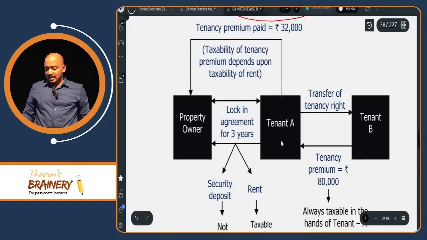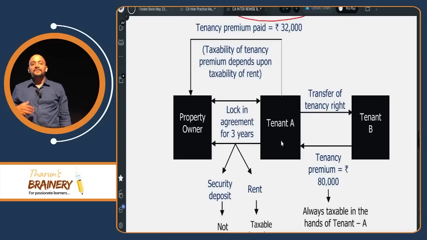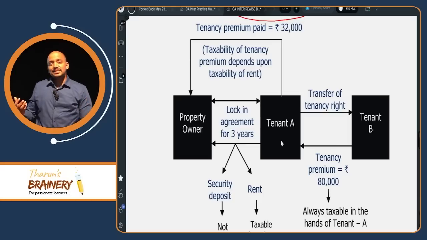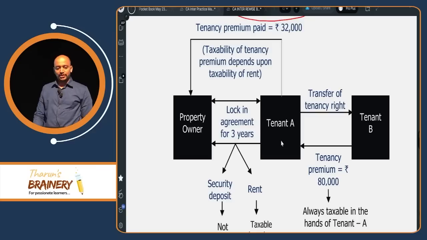First, tenancy premium will arise in two situations. Whenever we transfer the tenancy right to another person, we get some extra money. That extra money is known as tenancy premium. For example, have a look into this situation.